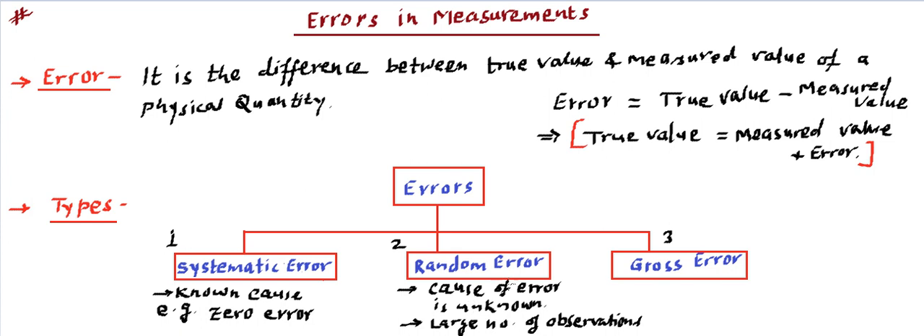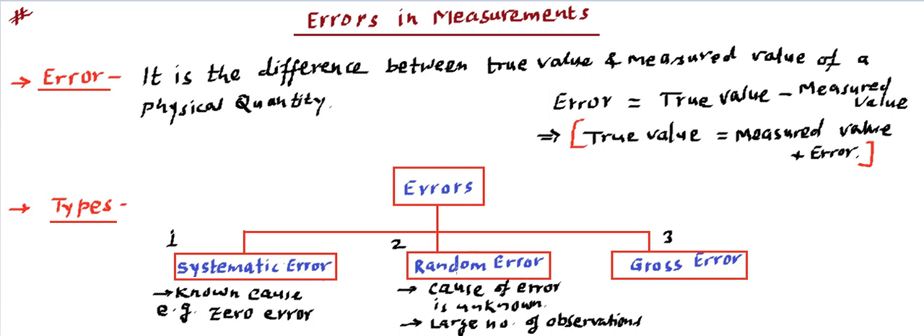And if we want to reduce this kind of error, we need to take a large number of observations. That means we need to repeat the experiment a large number of times, and then finally take the average value of all the measurements. That arithmetic average value will be very close to the true value. That means it will have a very small or minimum amount of error.